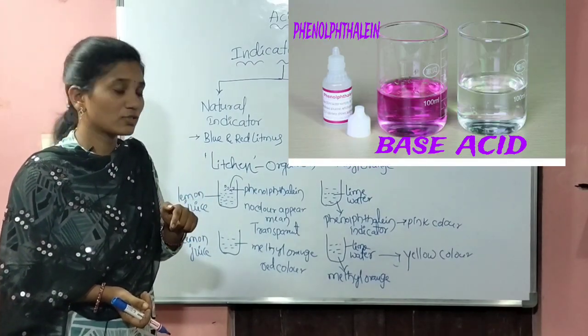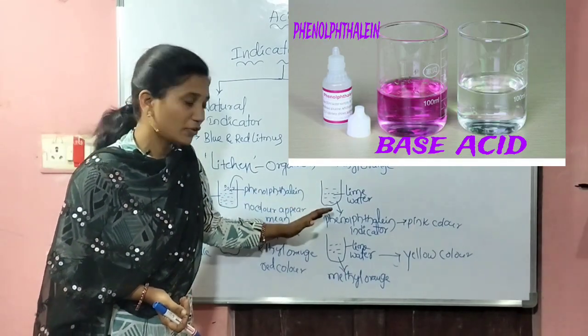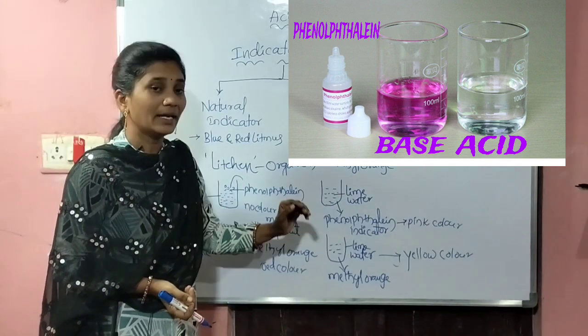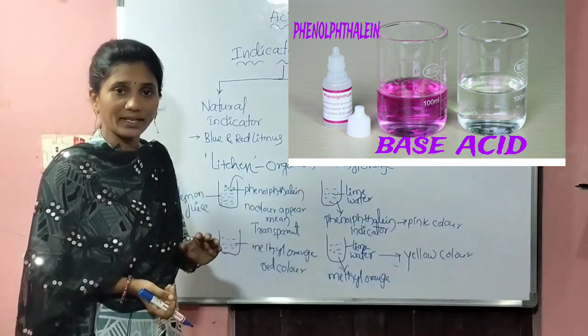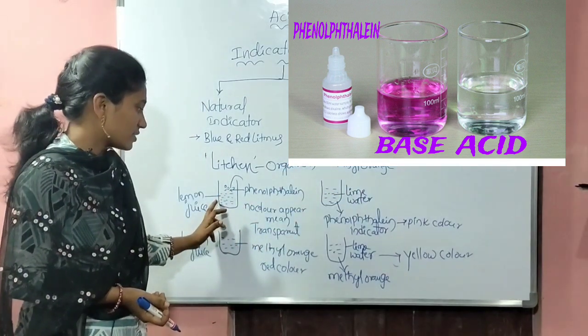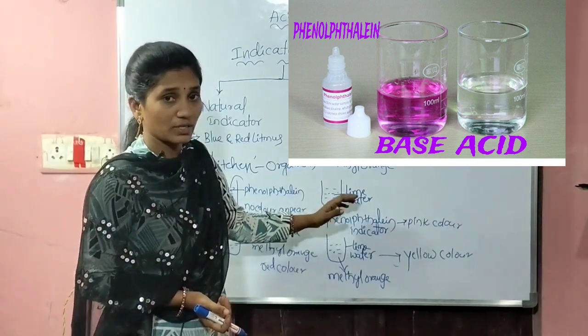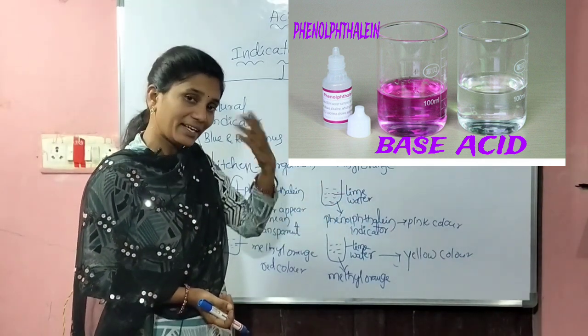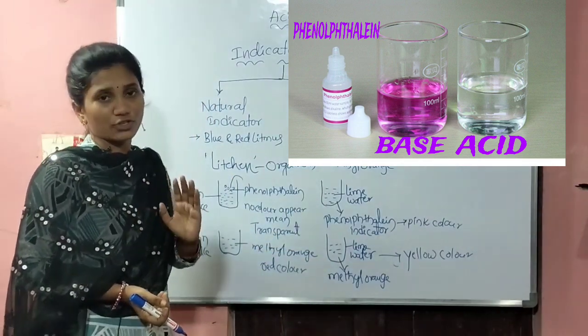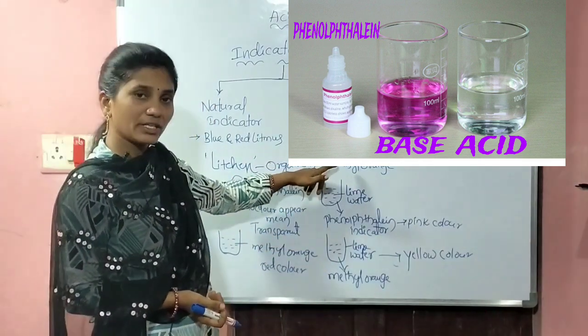Then what about a basic solution? If you use the same phenolphthalein indicator for a basic solution, it changes into pink color. See here, for an acidic solution it doesn't give any color change, but in the case of basic solutions, it turns pink. You just remember it. Then what about methyl orange indicator?